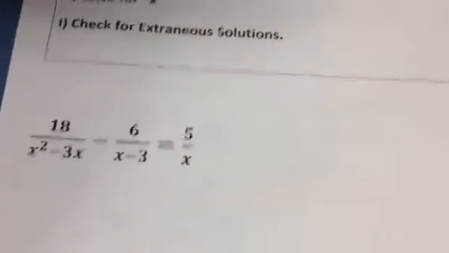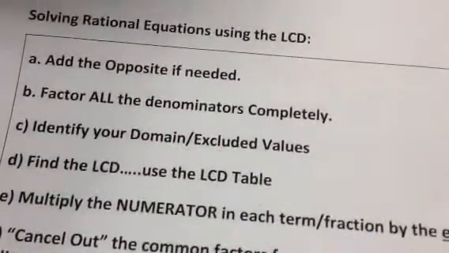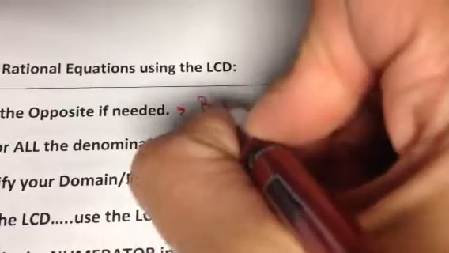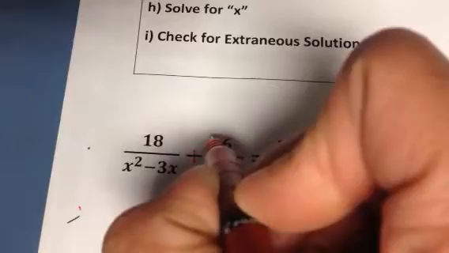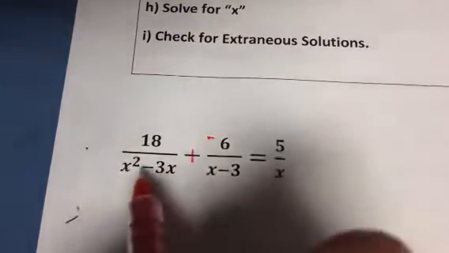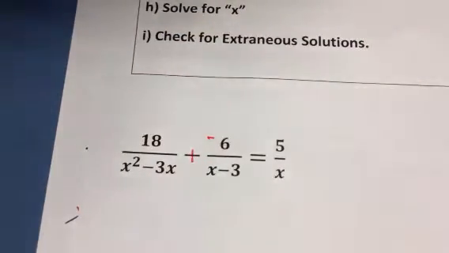Well, again, what I want you to do is start by adding the opposite. And when I say adding the opposite, I'm looking at this between fractions. So for instance, this minus 6 here in between the fractions, I want you to add the opposite and apply it to the numerator only. If you want to add the opposite in the denominators, you can, but you don't need to on this section. So that's what A means.